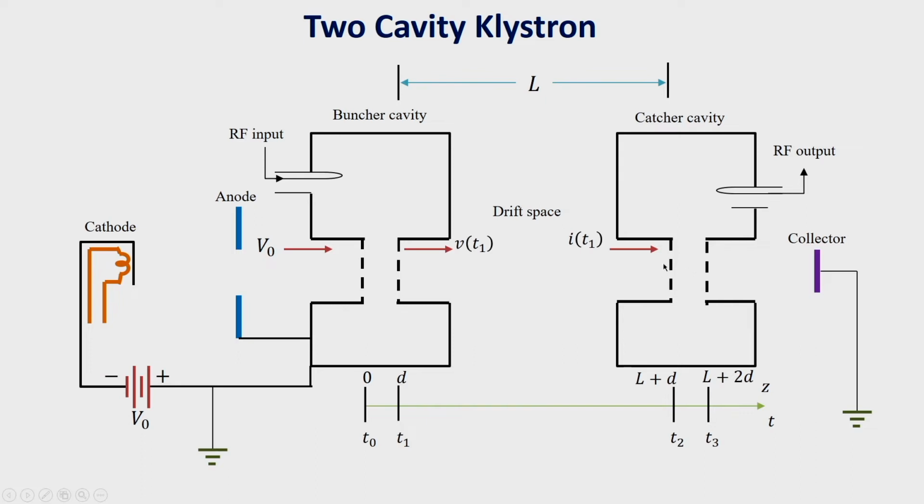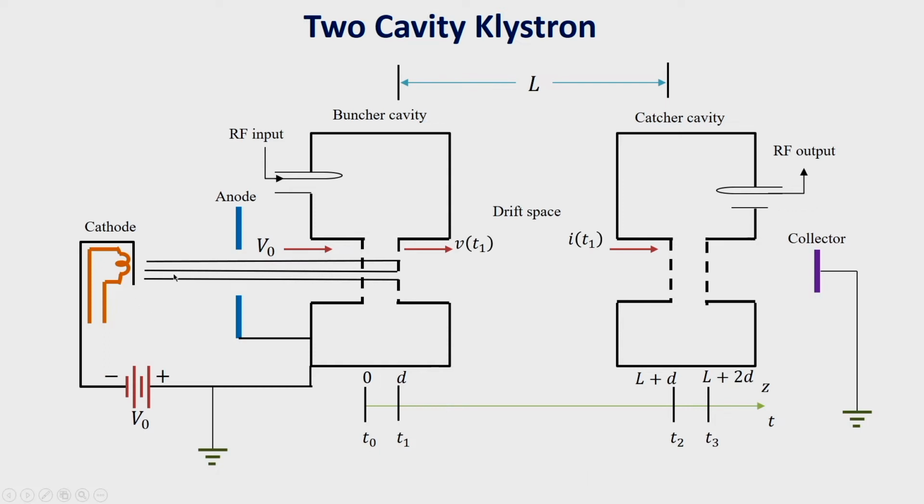The electrons, after delivering their energy, slow down and are collected by the collector. Here we have two scales, one showing the distance z and another showing time t. At the instant t0, the electrons will enter the Buncher cavity. At the instant t1, they will leave the Buncher cavity. It may be noted that in this region there is no electric field, and this is the drift space.